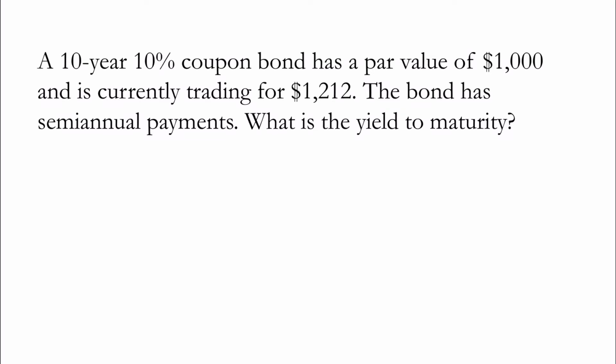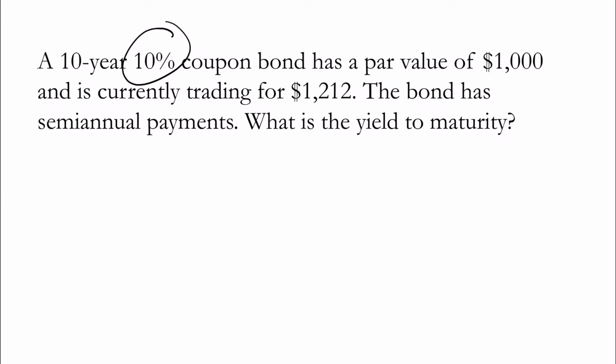So let's consider a 10-year, 10% coupon bond with a par value of $1,000. It's currently trading for $1,212. Just to apply some terminology from previous lectures, remember that is a premium bond. So we know that the going rate out in the market must be less than 10% if it's selling for a premium. So we know that interest rates out in the market must have gone down.